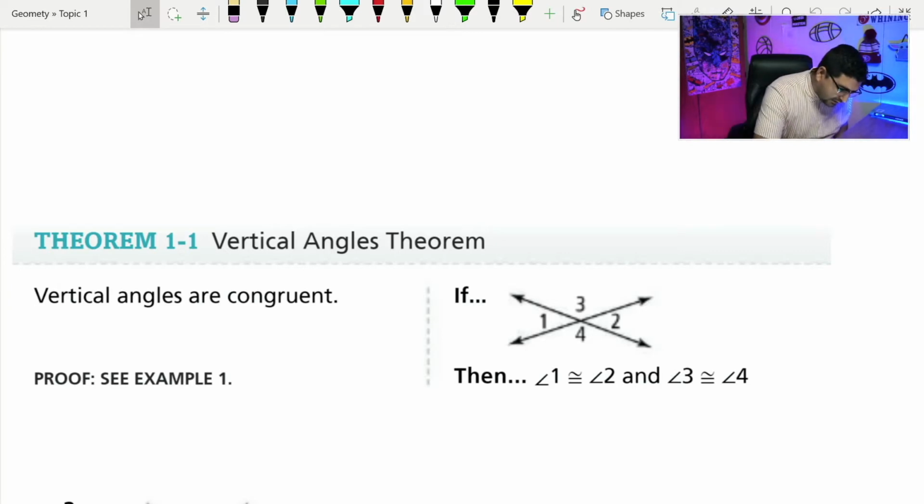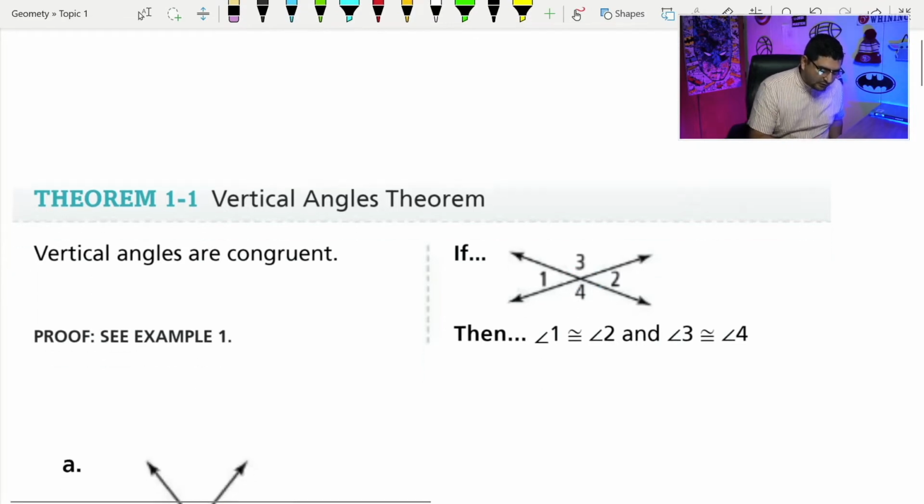So it means that angle 1 and angle 2, these are vertical angles. These two angles have the same exact measurement, and the same we can say about angles 3 and 4. Those two, since they are vertical angles, have the exact same measurement. And we use this theorem, and you're going to get to see in the next series of videos on proofs how we can use this theorem to help us solve some problems or prove certain things.